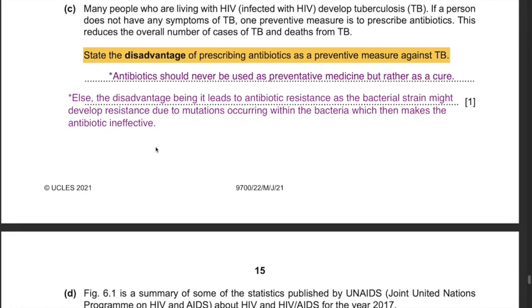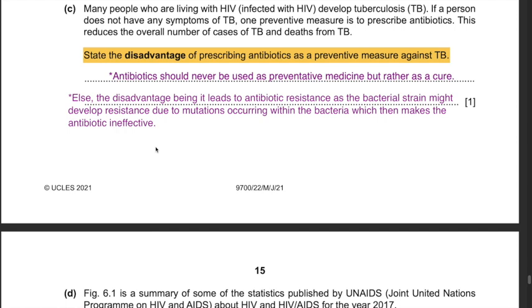Part C. Many people who are living with HIV develop tuberculosis. If a person does not have any symptoms of TB, one preventive measure is to prescribe antibiotics. This reduces the overall number of cases of TB and deaths from TB. State the disadvantage of prescribing antibiotics as a preventive measure against TB. The main part of this question lies in this last statement which I have highlighted over here: prescribing antibiotics as a preventive measure against TB.